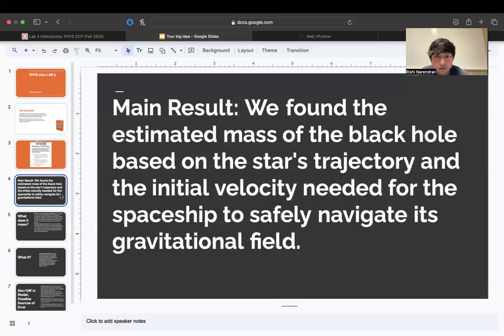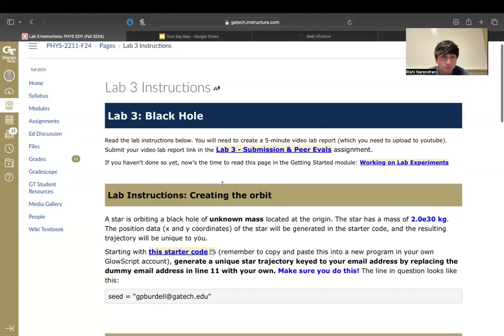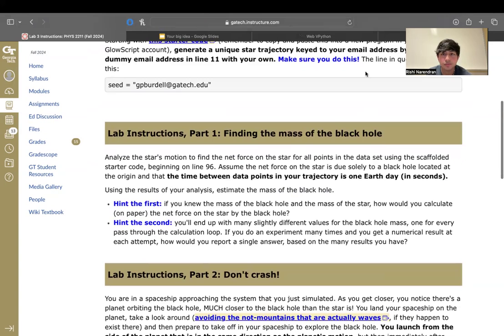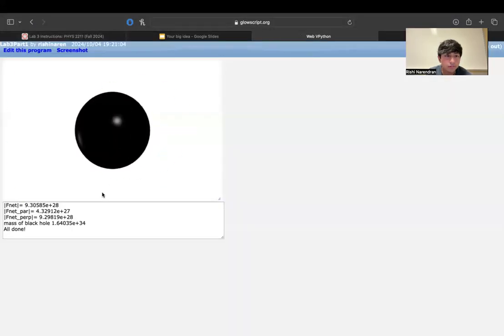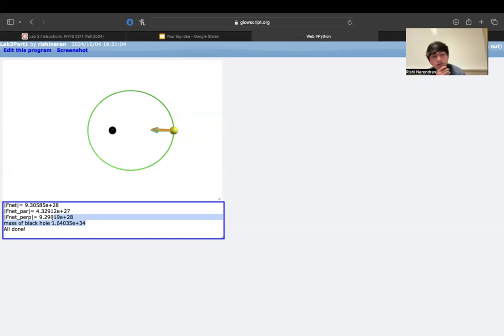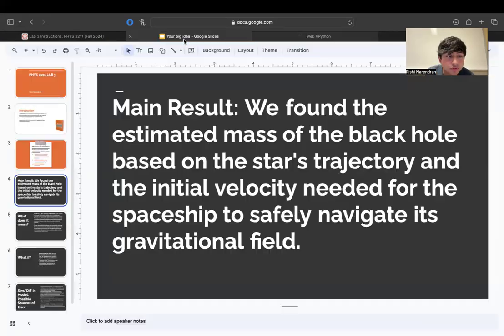An overview of the main result. In this lab, we found the estimated mass of the black hole based on the star's trajectory and the initial velocity needed for the spaceship to safely navigate its gravitational field. Before we get into these three slides, let's talk about what we actually did in the lab. Initially, we analyzed the star's motion to find the net force on the star for all points in the data. And we used the results of the analysis to estimate the mass of the black hole. I was able to do this inside of my code. Here you can see I've generated this orbit, and I was able to find the mass of the black hole at 1.64 times 10 to the 34th kilograms.